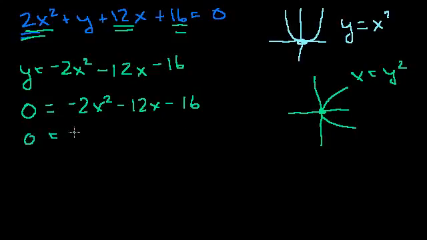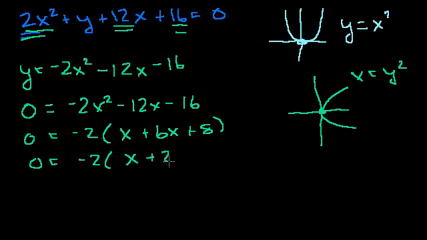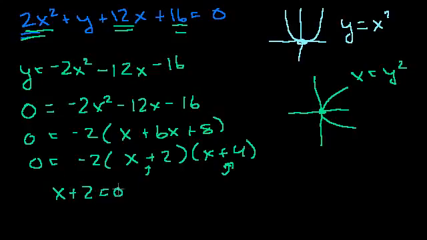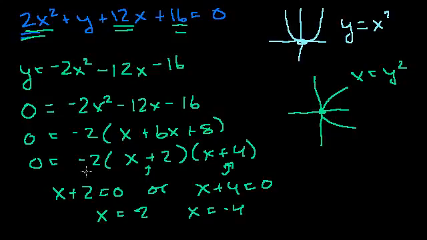So this is 0 is equal to minus 2 times, factoring out minus 2, you get x squared plus 6x plus 8. So 0 is equal to minus 2 times x plus 2 times x plus 4. I just factor that. And so for this whole thing to be 0, either this is 0 or that is 0. And so it's either x plus 2 is equal to 0 or x plus 4 is equal to 0. So x is equal to minus 2 and x is equal to minus 4. That's the two zeros of this parabola.